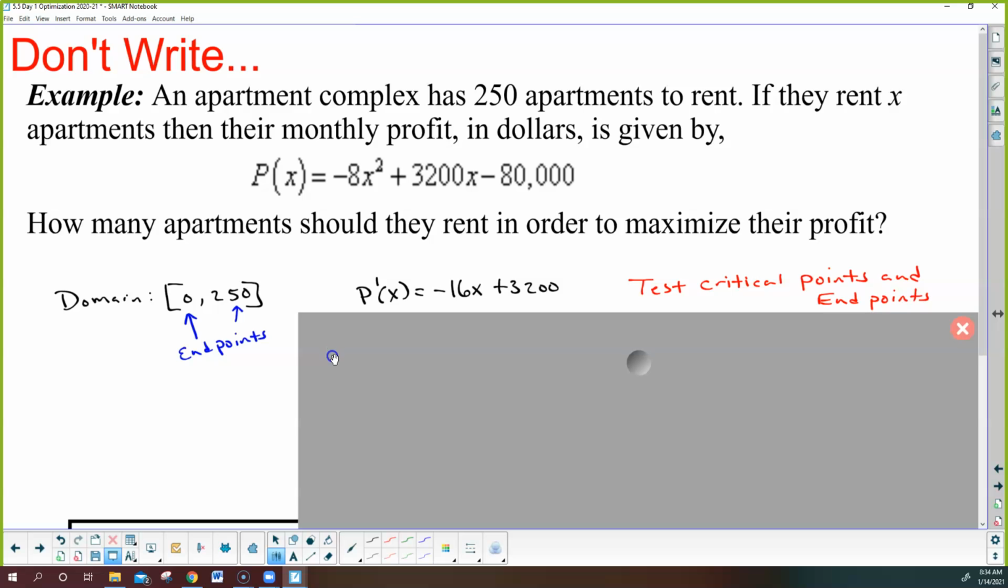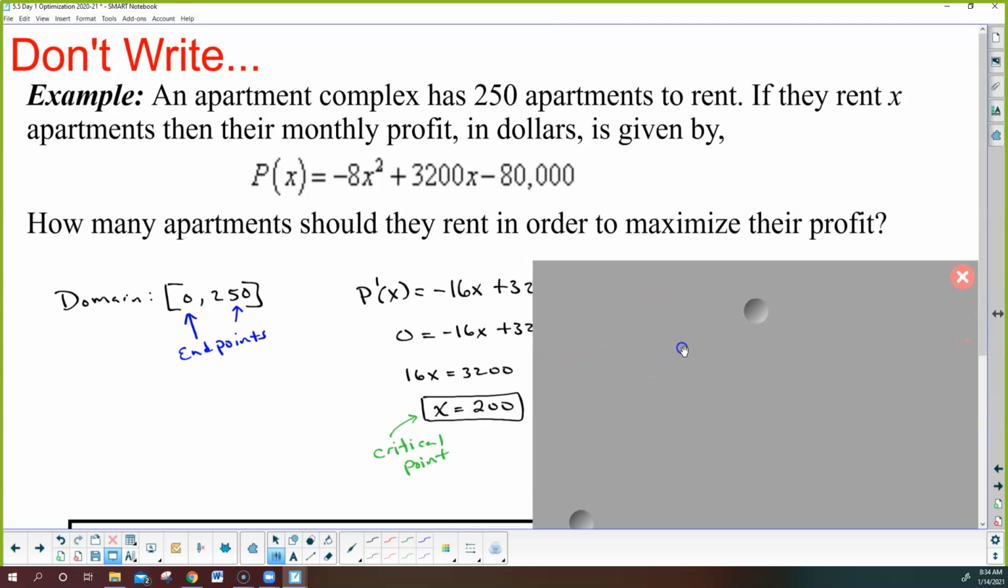But then what do? Well, we need to take the derivative because we want to maximize their profit. So I'm going to find the derivative, which is just a really quick, friendly power rule. And then I got to find my critical points. So I'm going to set the derivative equal to 0. And then I'm going to solve. I added 16 over here, then I divide, and I get a critical point at 200.